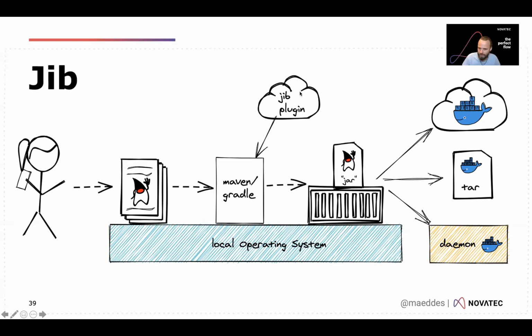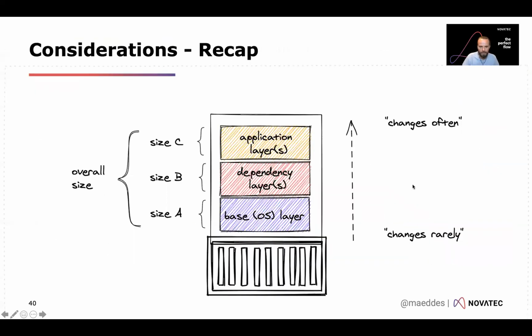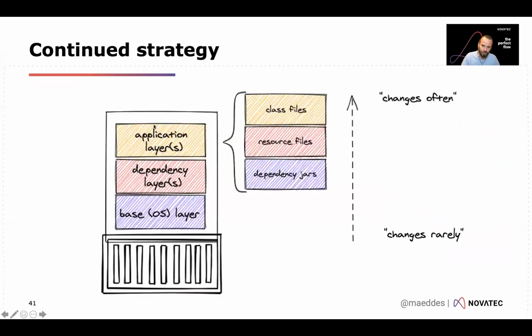This will come in very handy. Now we talked about before about those changing layers and dependencies and so on. Now Jib also takes this forward and says, in the case of Java, we don't see the application layer as one big application layer. We know that this also has sub-layers. So there are dependencies, there are resource files, and the class files.